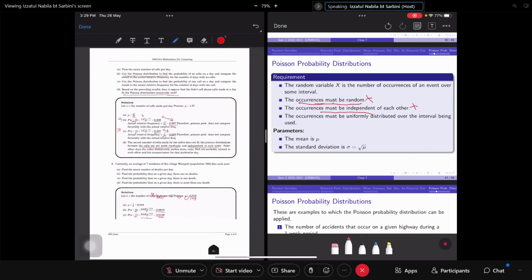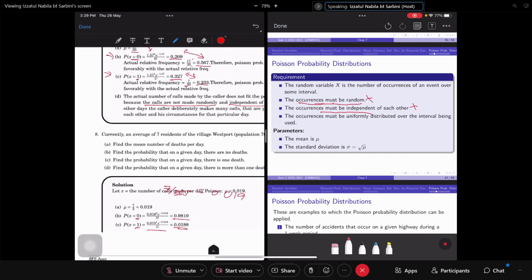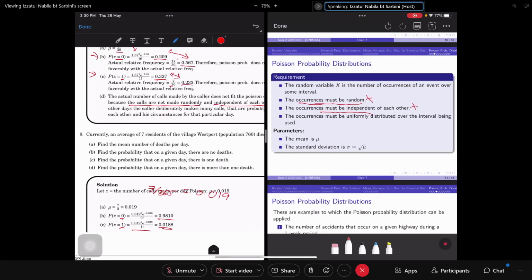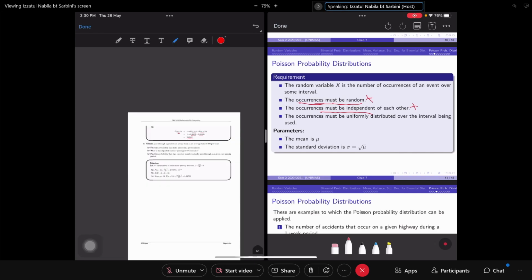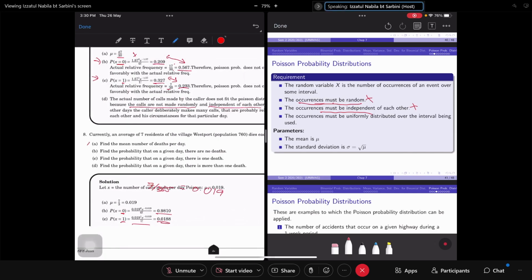Okay, and for D, find the probability that on a given day there is more than one death. So more than one death, more than or equal to 1. So like just now, like question 7, it is 1 minus anything less than 1, which is x equals 0 and x equals 1, which you already calculated in questions A, B, and C. So you get the probability of getting more than or equal to one death is equal to 0.002. Just like that. Okay, that is how you answer this question here.